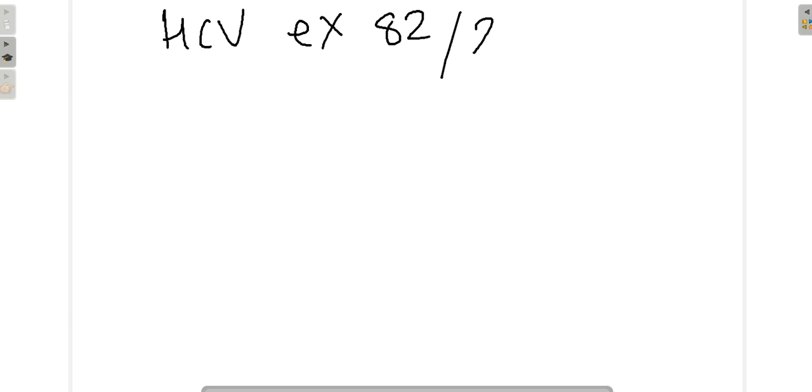Hello friends, let us solve another example on rotational mechanics. We are looking at HC Verma example number 82. It is there on page number 200. Let us see the statement.